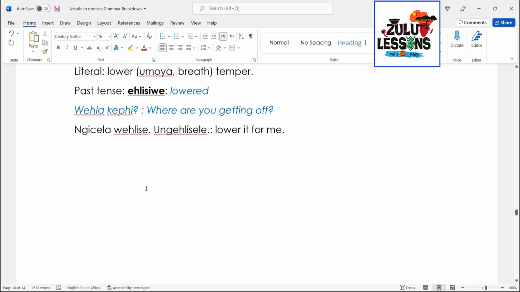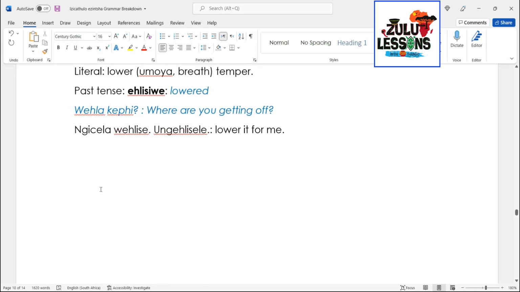Now, another example, maybe if you are in a taxi, then umuntu would ask you where you're getting off, right? Or where you're disembarking. They would say, wehla kephi, wehla kephi. Where are you getting off?